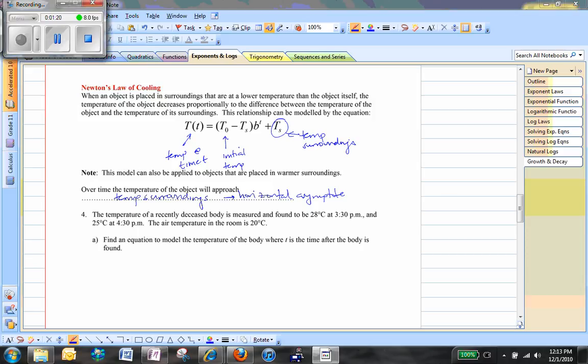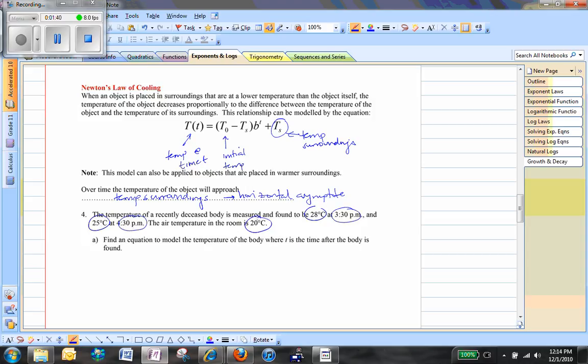Now, here's an awesome example. The temperature of a recently deceased body is measured and found to be 28 degrees Celsius at 3:30 p.m. and it's 25 degrees Celsius at 4:30 p.m. The air temperature in the room is 20 degrees Celsius. Here are the things that I need to know.